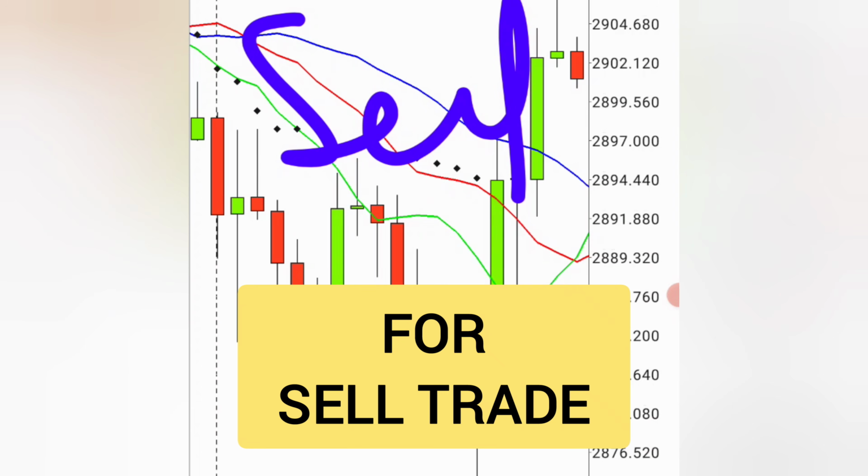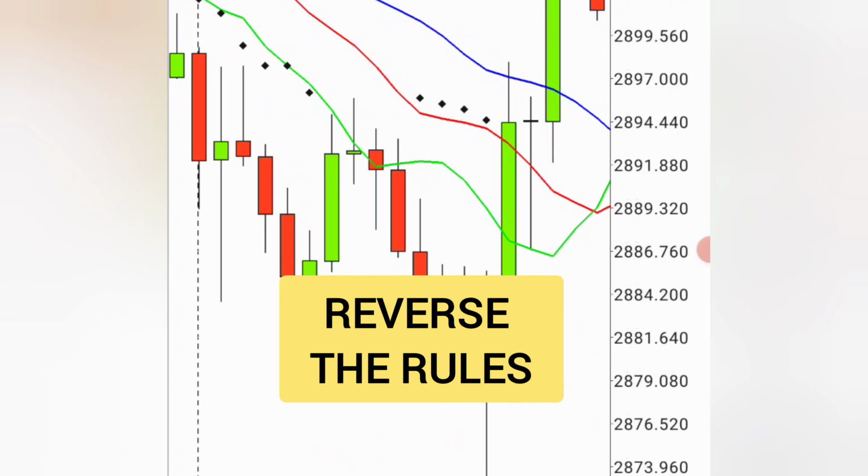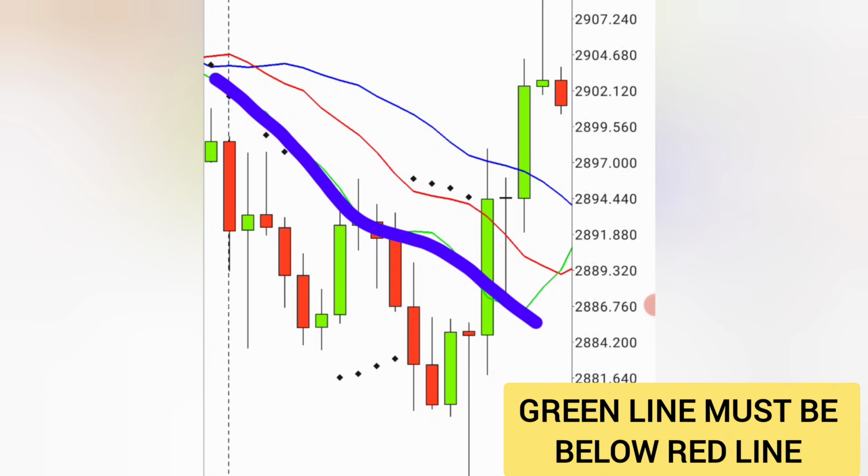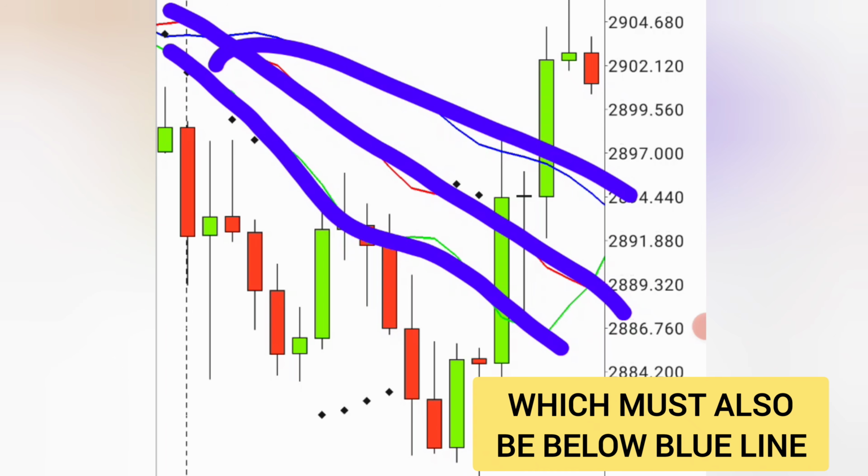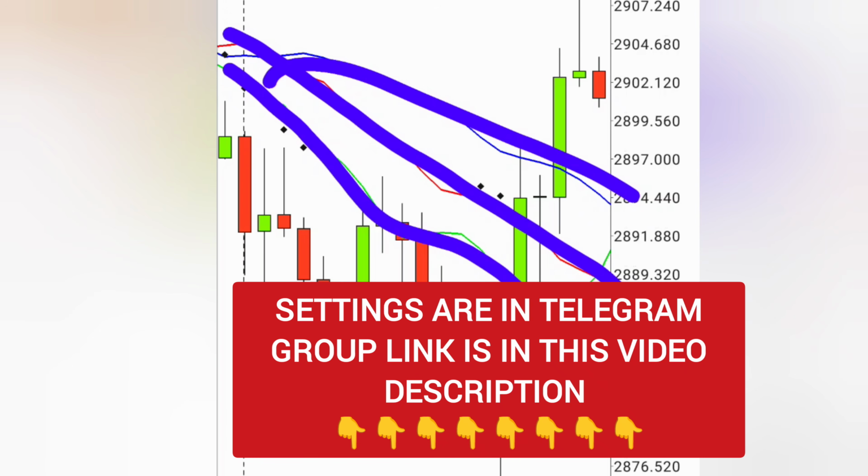Now for a sell trade, you just invert what I just showed you on how to enter buy trades. You reverse the rules. And now you need this actual green line to be below the red line, which must also be below the blue line. The settings of these actual lines, I've just put them in the Telegram group, which is in the video description.